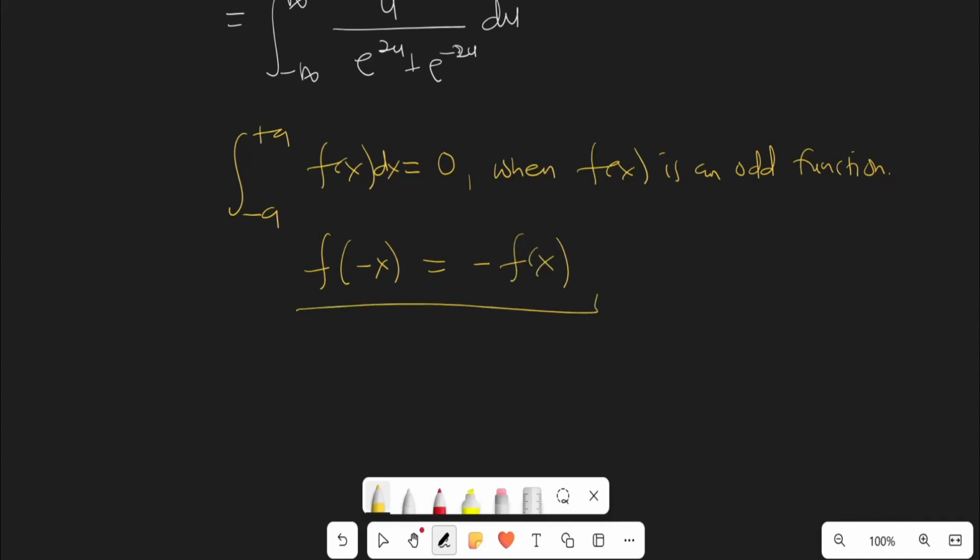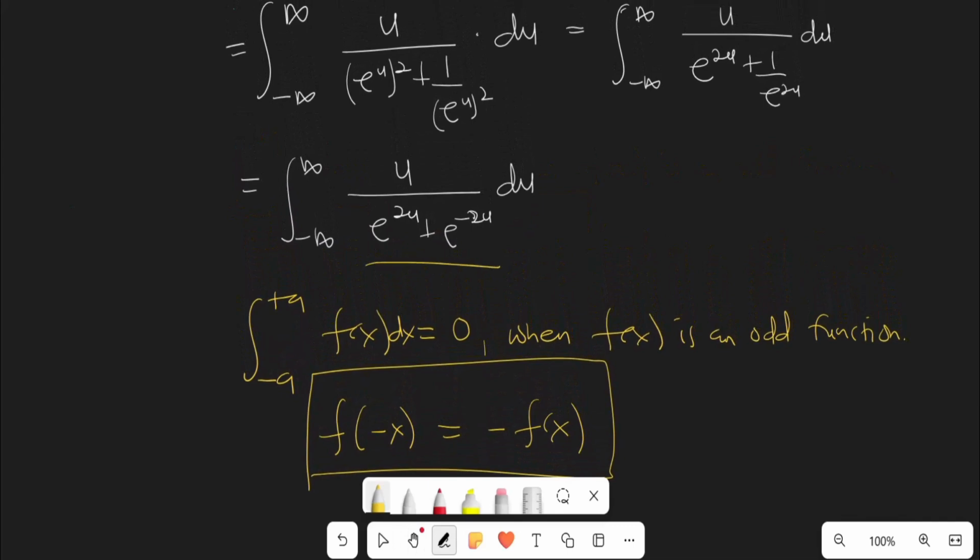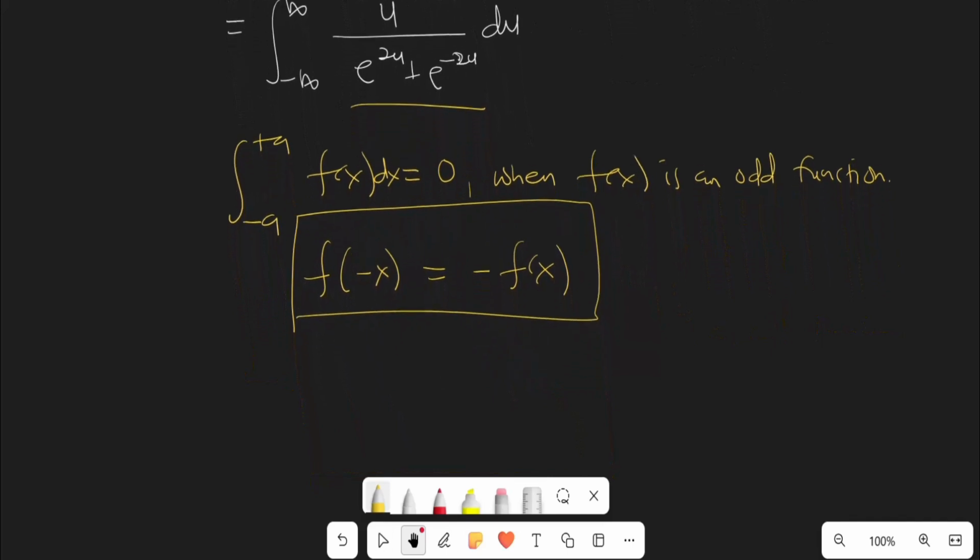So if you're able to establish this, then you have proven that the function f of x is an odd function, and our integral is equal to 0. Because right now it is very challenging to find an integral of u divided by e to the 2u plus e to the negative 2u. So we may have to establish that u over e to the 2u plus e to the negative 2u is an odd function. If we're able to establish that, then this integral will be equal to 0.